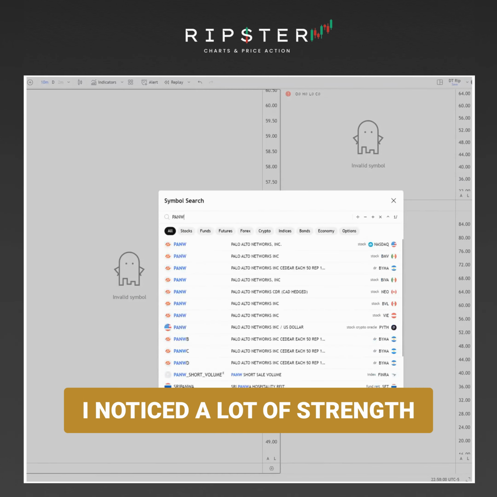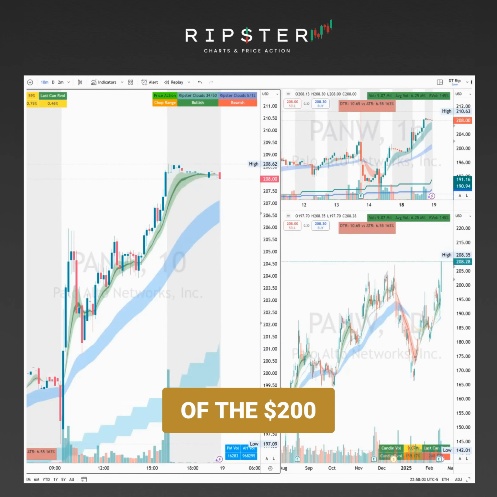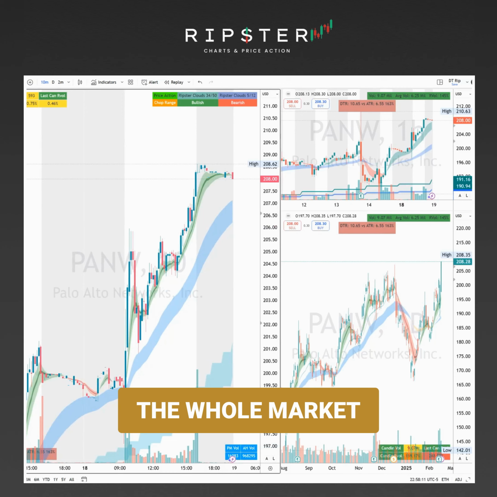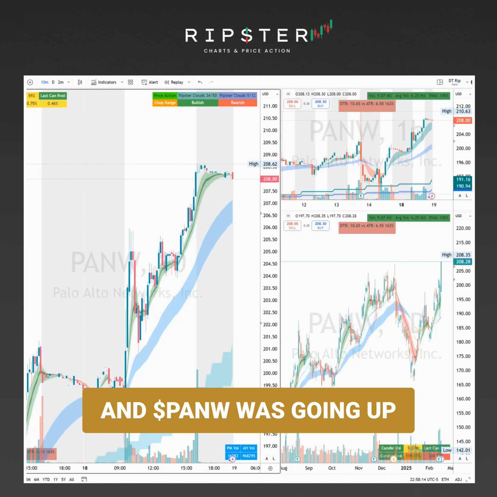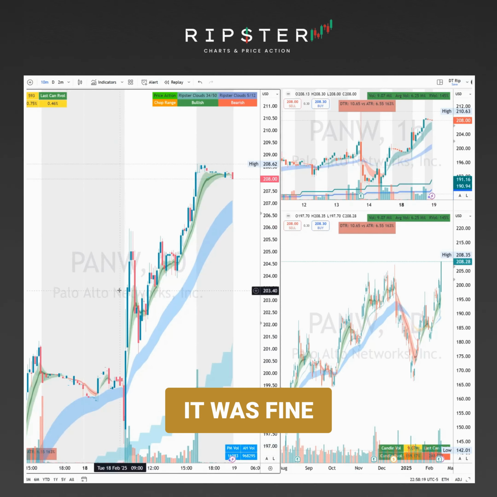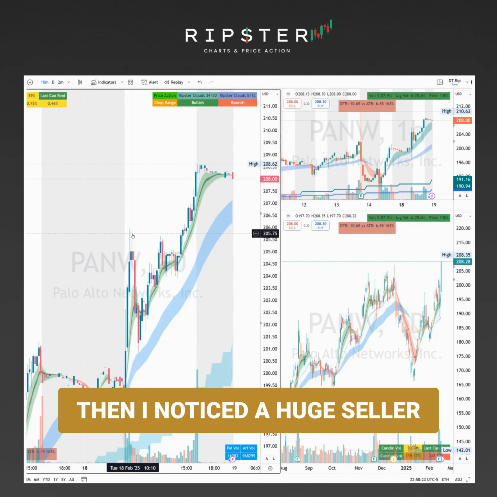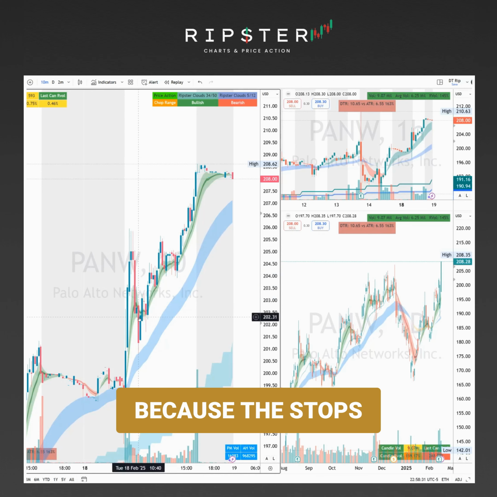I noticed a lot of strength in PANW because it was breaking out of the 200 psychological level. The whole market was going down and PANW was going up. So I said if market bounces, focus there. It was fine. Pushed to 206. Then I noticed a huge seller. I told everybody there's a big seller. So if you see this triple top, you get out because the stops are pretty low there.